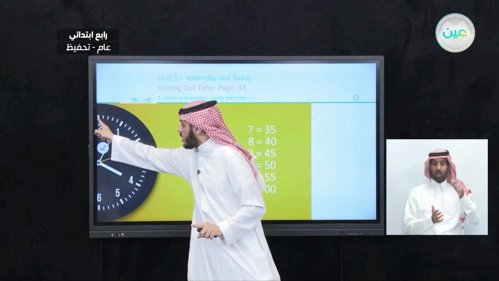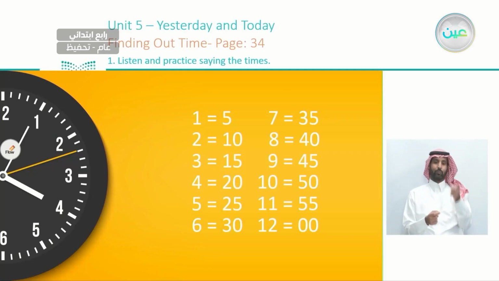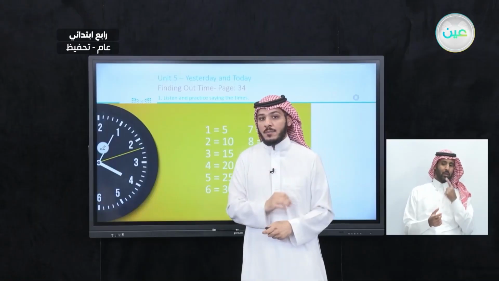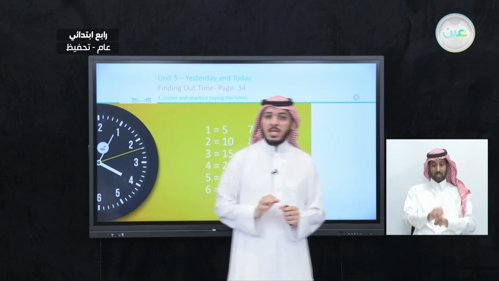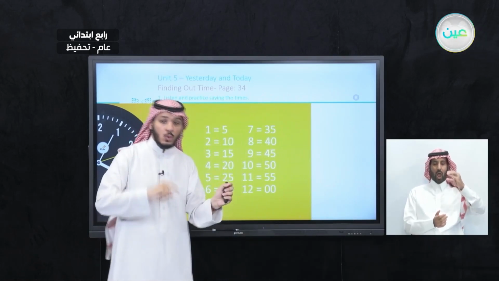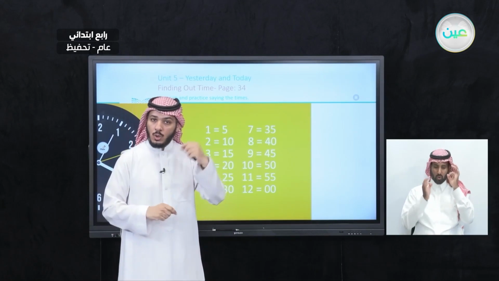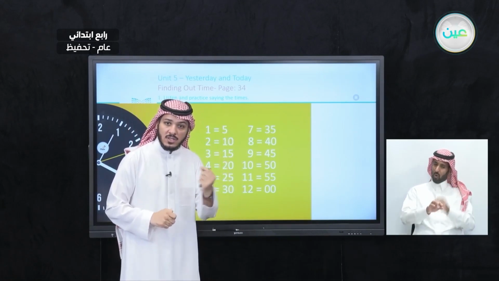So we have 0, 1, 2, 3 again. Okay, so 12 here means what? 0. And sometimes we call it o'clock. O'clock. So what is an O? O sometimes in English we use it for the 0. You can say 0, you can say O. Okay, so you can say 5 o'clock or you can say 5:00.